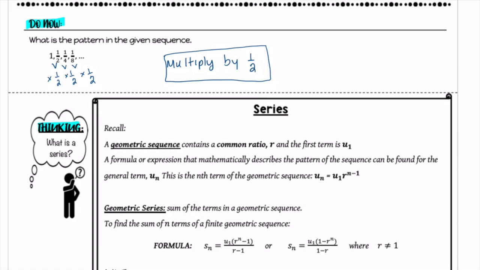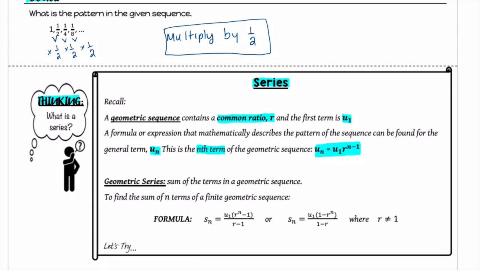What is a series? Recall, a geometric sequence contains a common ratio r and the first term u sub 1. A formula or expression that mathematically describes the pattern of the sequence can be found for the general term u sub n. This is the nth term of the geometric sequence. Geometric series, sum of the terms in a geometric sequence. To find the sum of the n terms of a finite geometric sequence, we use the given formula, where r does not equal 1.